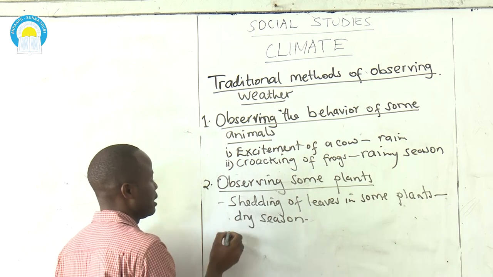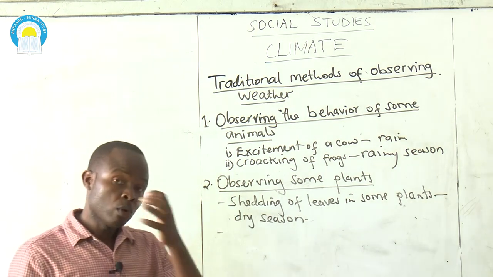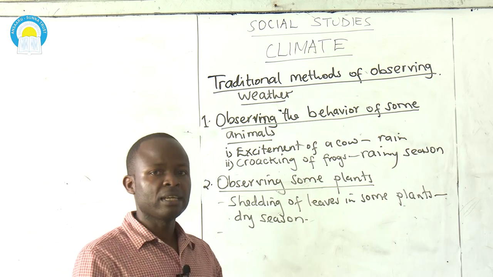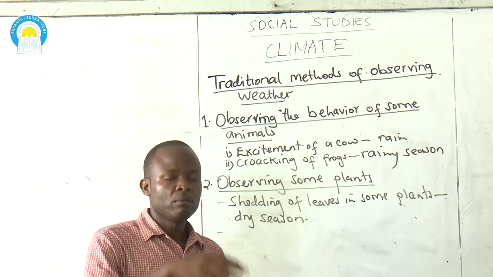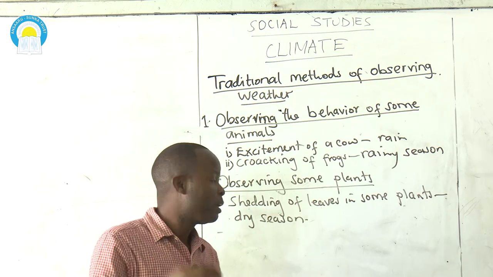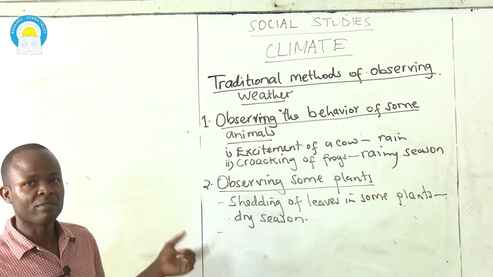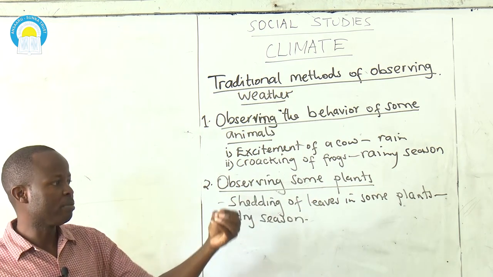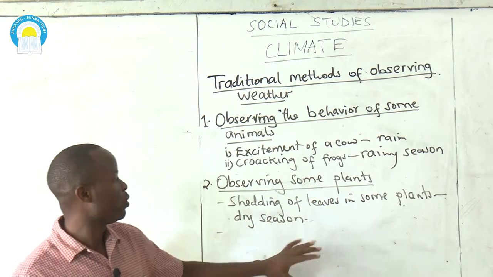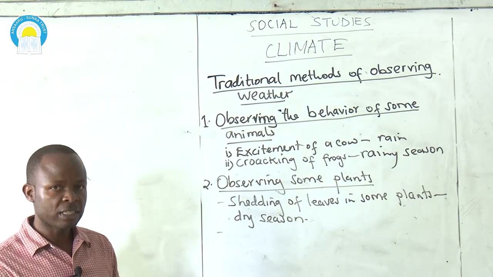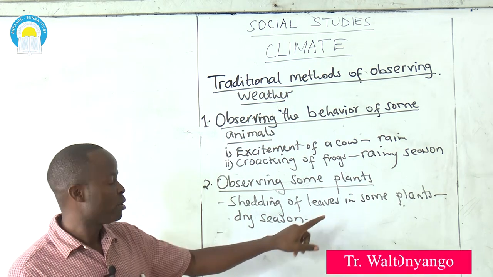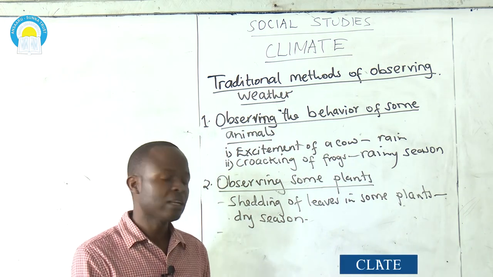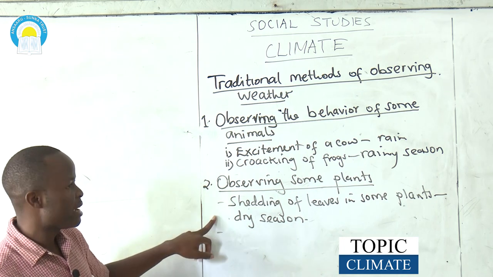Why do they shed their leaves? They shed their leaves to conserve the little water that they have absorbed from the soil. They are trying to avoid losing that water through transpiration. Plants lose water through their leaves, a process called transpiration. I believe you have learned that in science. The leaves are where we have the stomata, which they lose water through. So shedding of leaves will help them to conserve the little amount of water that they have absorbed from the soil when it comes to the dry period.